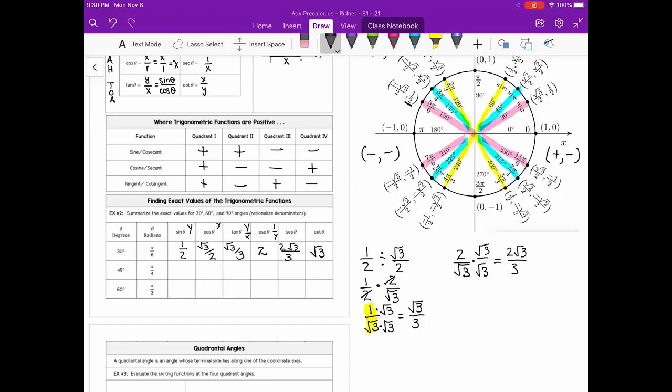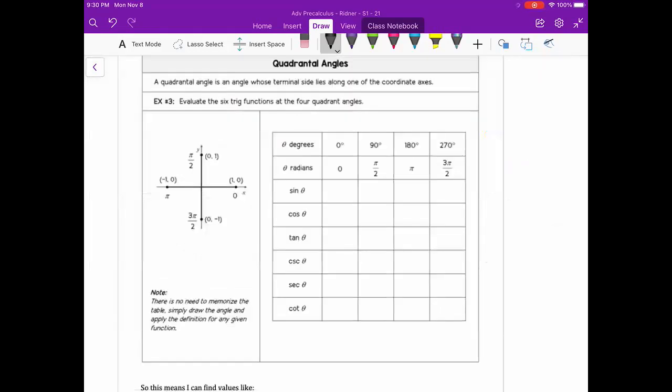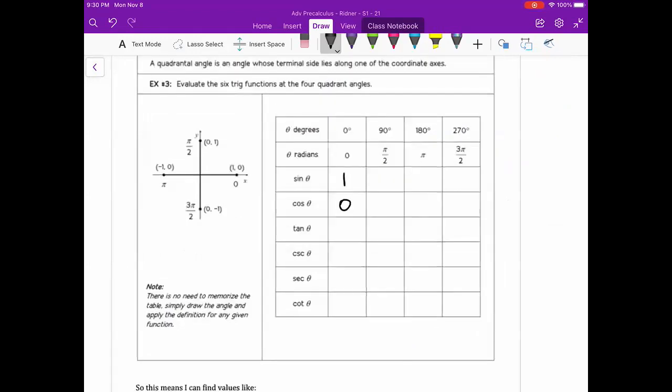One last thing, there are some special things that happen with this page here. So what about at 0 and 90 and 180 and 270? So sine at 0 degrees is the y value. Cosine is the x value. But tangent is y divided by x, which is 1 divided by 0.